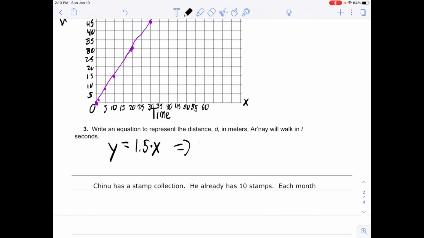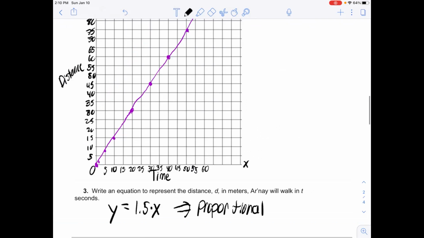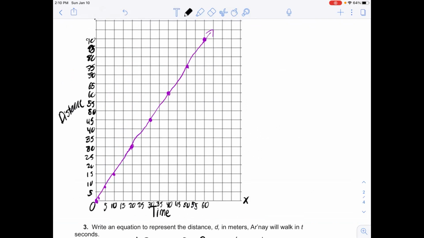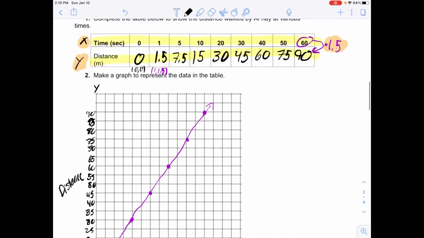This is a proportional relationship. I can tell by the equation, because it's in the form of y equals a number times x. I can tell by the graph, because it's a straight line and it goes through (0, 0). And I can tell by the table, because if you remember from our last video, to check if it's proportional, we just see if we have a constant rate.